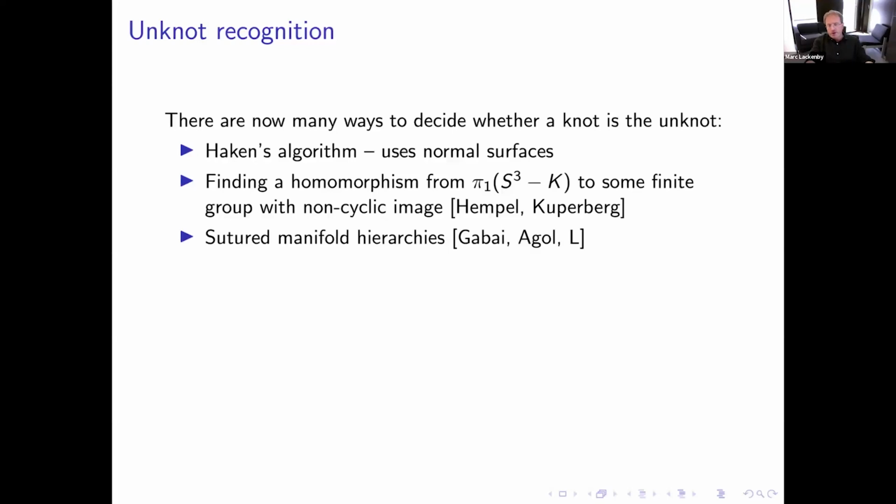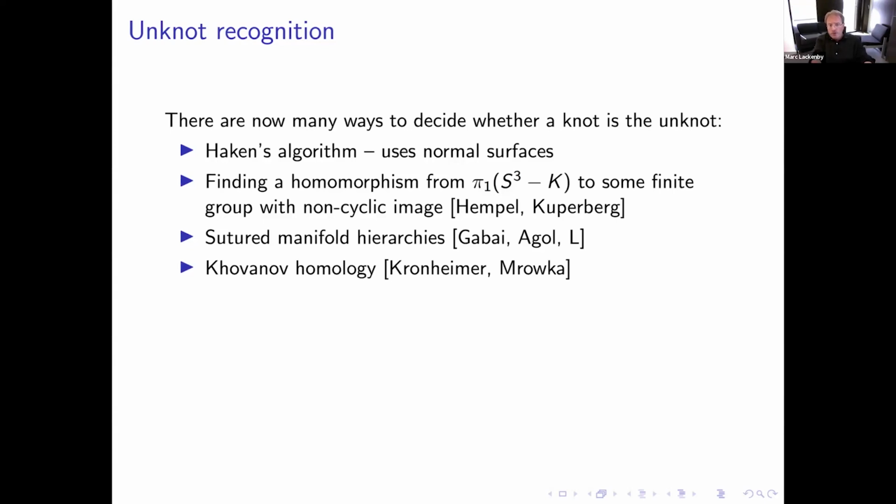There are other methods. You can use so-called sutured manifold hierarchies, which are a tool developed by Gabai to construct taut foliations. And they were suggested by Ian Agol as a method of doing unknot recognition, and I picked up on that.